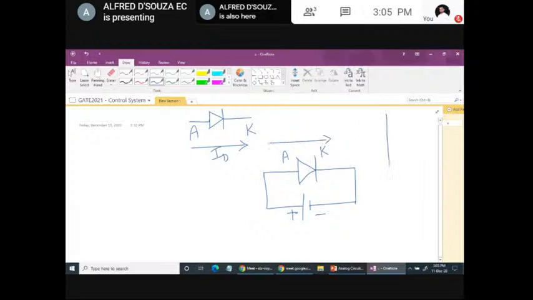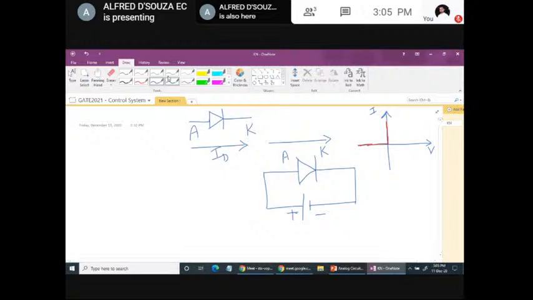So the ideal VI characteristic of the diode is something like this. If you make the anode less positive compared to the cathode, then the diode will not conduct. It is in the off state. Immediately after 0, the diode enters the on state, and it allows a huge amount of current to flow. So this is the typical VI characteristic of an ideal diode.